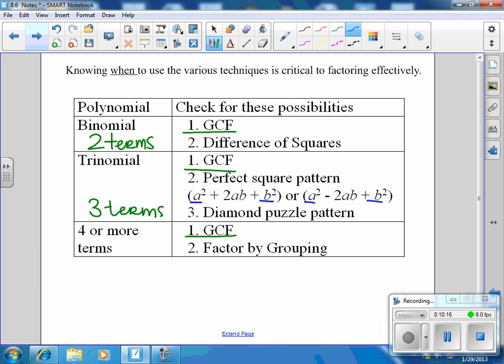Or you could do the diamond puzzle pattern and solve it any of the ways we've done: the factoring by grouping, or the box, or the little trick I taught you earlier this week. If it has 4 or more terms, look for a GCF. Again, sometimes that's it. And then factor by grouping. And remember, in order to factor by grouping, you have to have an even amount of terms so that you can break your groups up evenly.